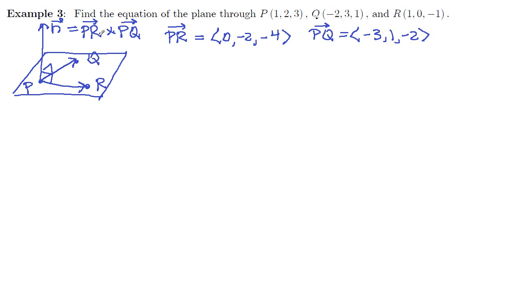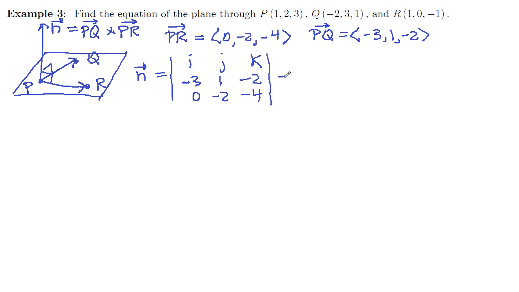And then PR cross PQ. Let's swap that out. Let's do PQ cross PR. Kind of do them alphabetical. So it's just going to be the difference of a minus sign. But let's go ahead and do it that way. So then our normal vector is going to be a determinant. We've got i, j, k in the first row, and then PQ, negative 3, 1, negative 2 in that second row, and then PR, 0, negative 2, negative 4 in the third row.